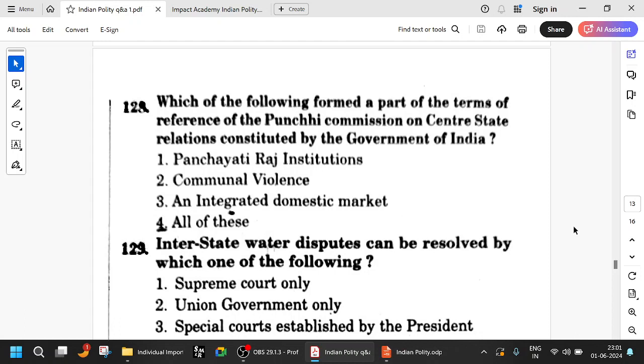of India? So, these central state relations, Sarkaria Commission, Rajamannar Commission, and all these things, and also the recent one. Punchhi Commission is the recent one among all those things. So which of the following formed a part of the terms of reference? So panchayat raj institutions, communal violence, integrated domestic market, all these things are part of the central state relations. And most of these recommendations they gave regarding the governors also, that governors should not be vice chancellors. Governor should be from some other state, preferably someone not politically involved. All these things.